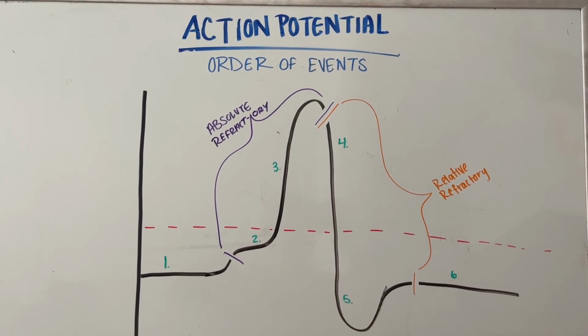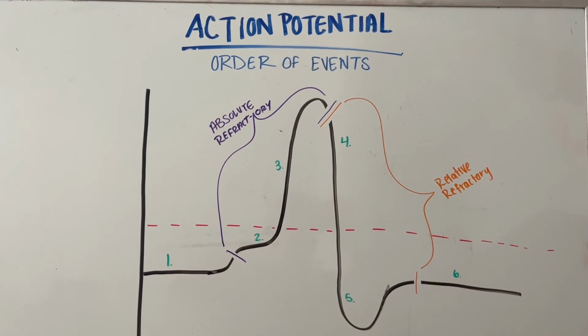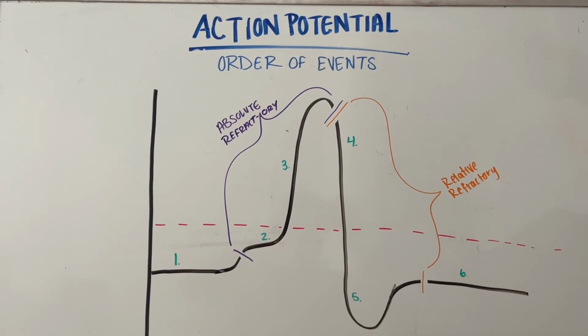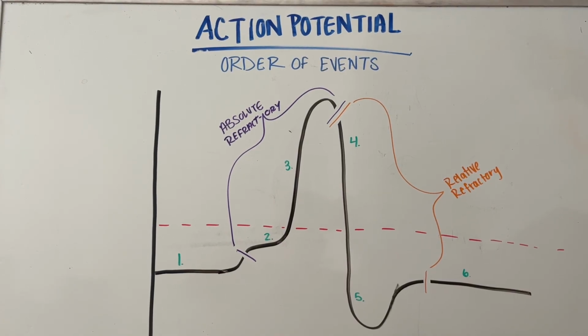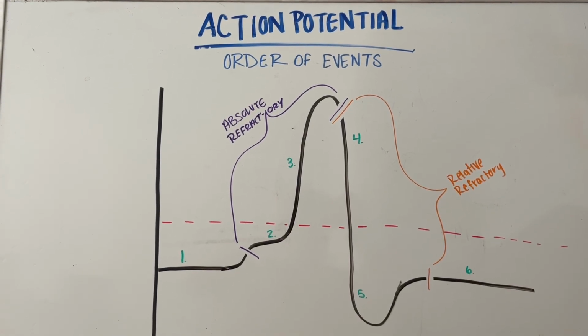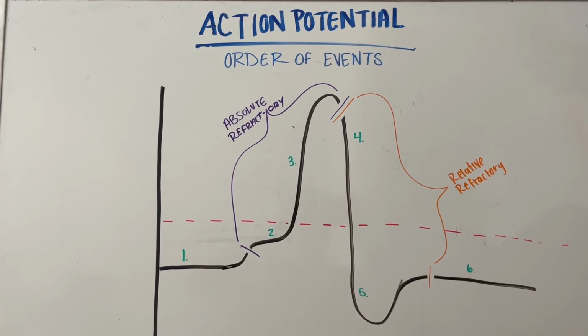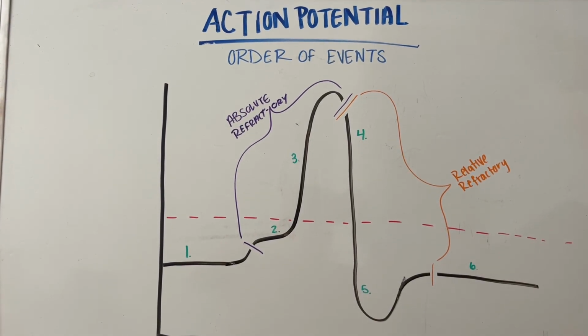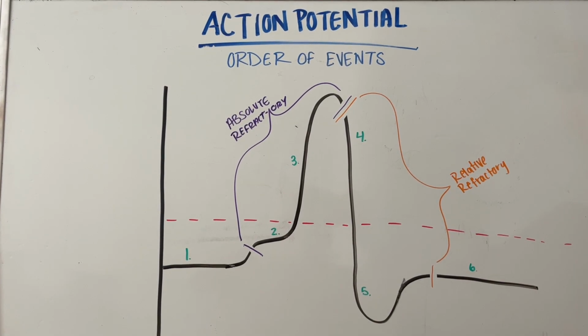Inactivated sodium channels cannot be reopened by any stimulus, no matter how strong. Therefore, another action potential cannot be generated during the absolute refractory period. The next refractory period is the relative one. This period follows the absolute refractory period and occurs during the afterhyperpolarization.